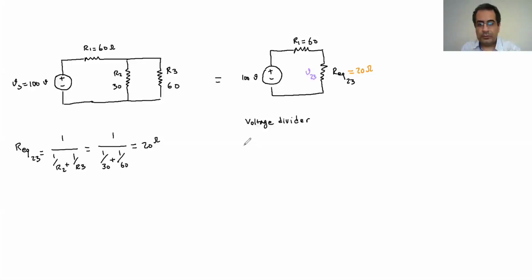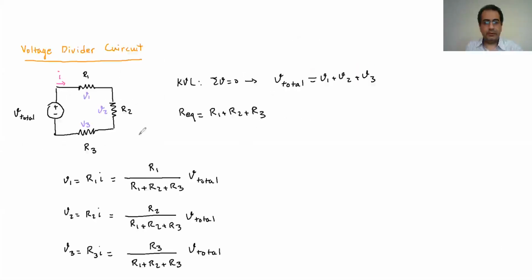And the voltage divider, the V23, I can find the voltage, we don't know the current. And the voltage is the ratio of these two. So if I go back here, you see, the voltage is just the ratio of the resistance times the total voltage. So without knowing the I, I can go ahead and calculate that.